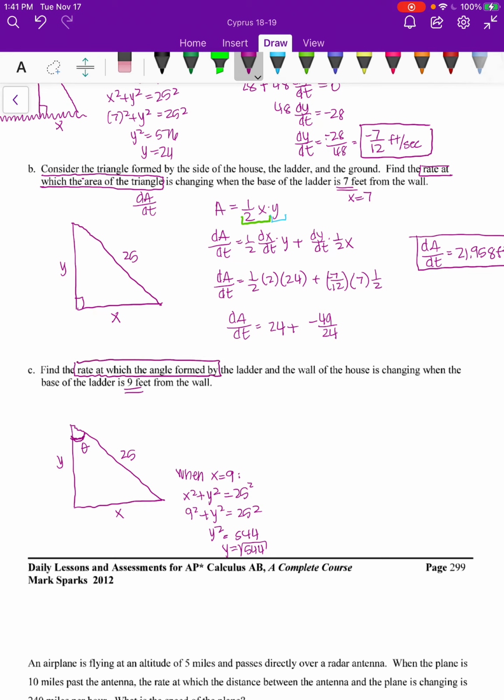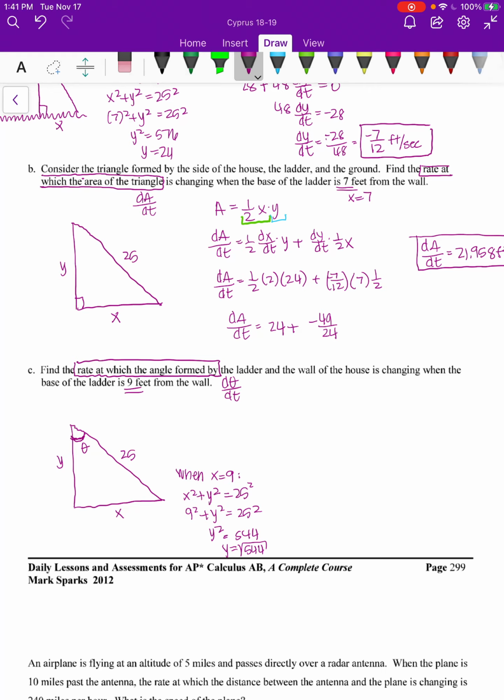So the rate at which the angle formed is changing, that is d theta dt. What rate is theta changing? That's our new variable here. We still have x, we still have y. In part B, we added in the area as our new variable. In part C, our new variable is theta. So I need a relationship between theta, x, and y, a relationship that combines all of them, or at least two of them.